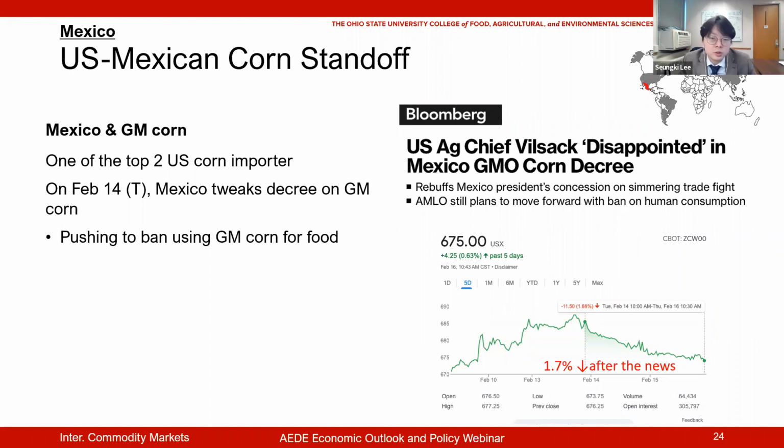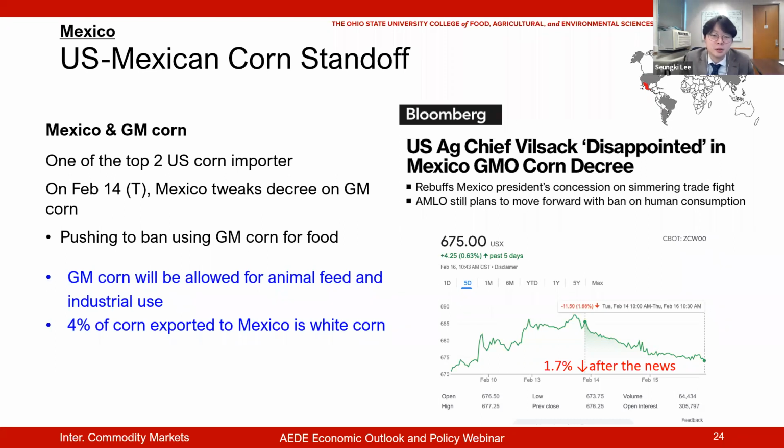But also what I want to say here is that at this point, the immediate impact of the decree on our commodity markets might be limited, because this GM corn for food is basically white corn, meaning about 4% of our corn exports to Mexico. So based on the size, the impact should be limited. And GM yellow corn for animal feed and industrial use is still allowed.